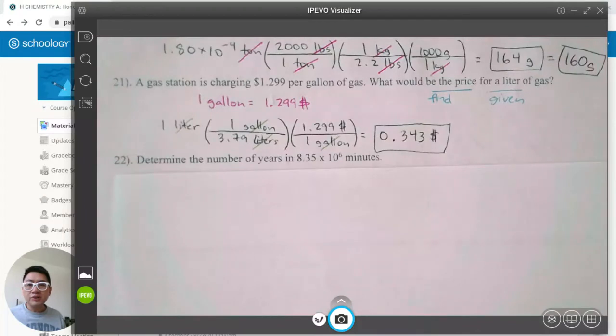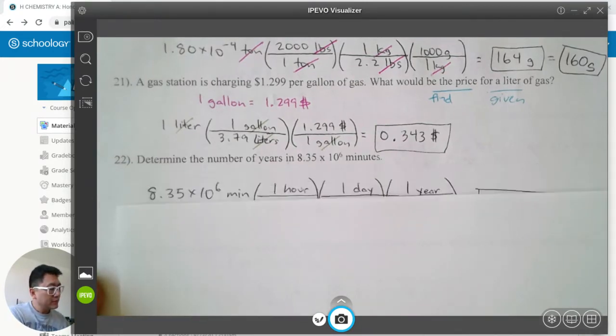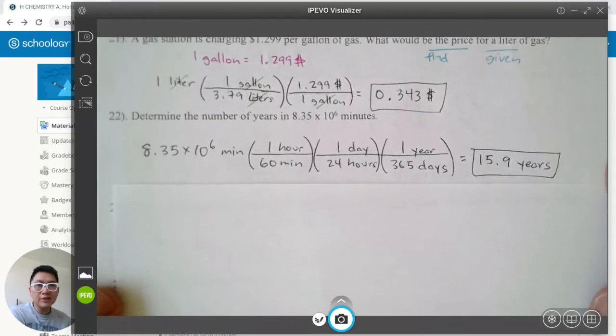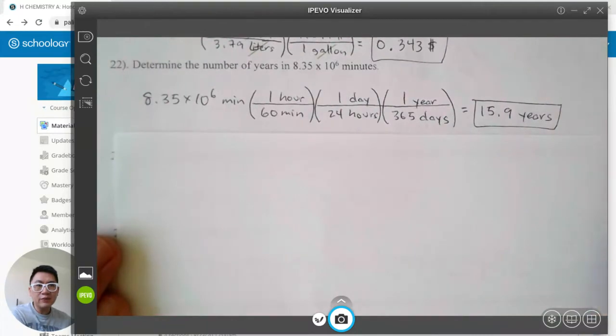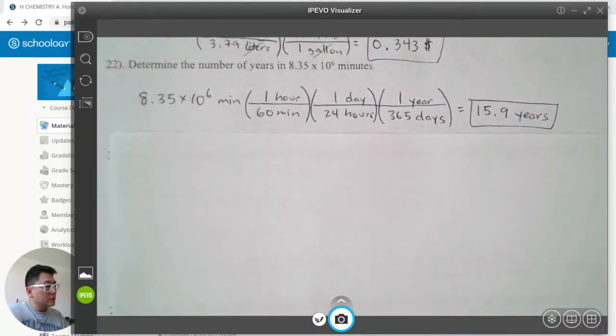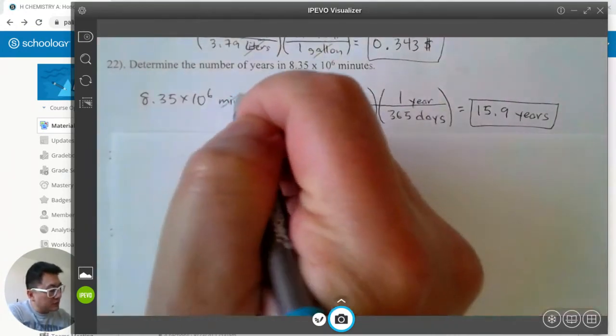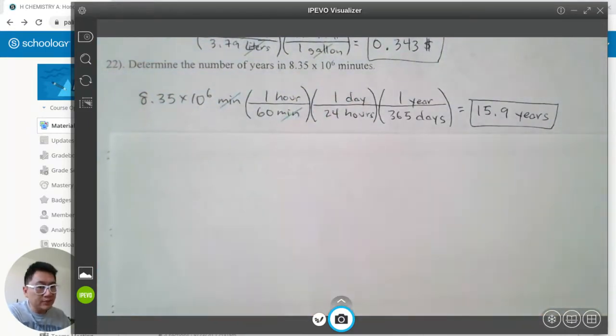Question number 22. Determine the number of years that are in 8.35 times 10 to the 6 minutes. So what is the answer for number 22? Okay, my answer was 15.9 years. The reason I got 15.9 years: start off with my given, which was in minutes, change minutes to hours, 60 minutes in an hour, minutes cancel.